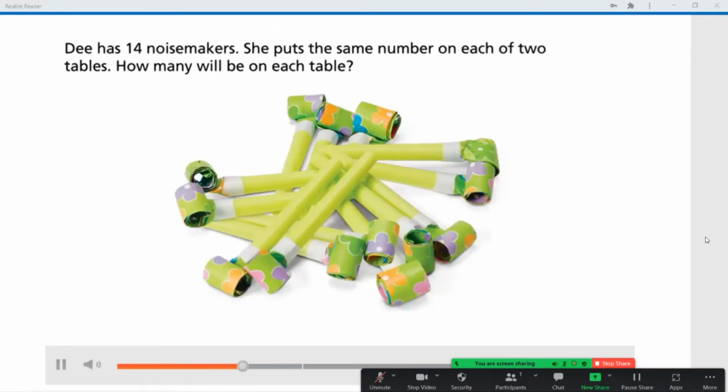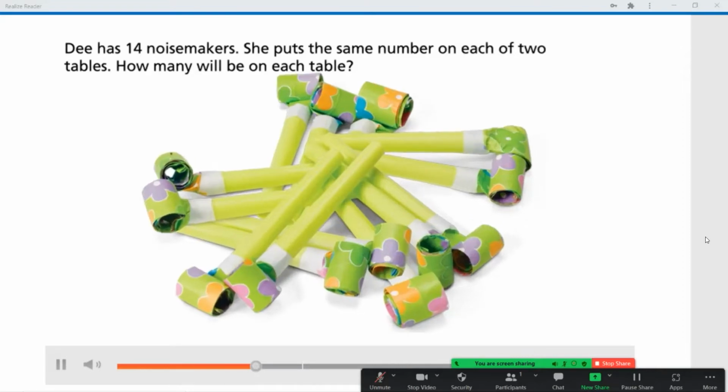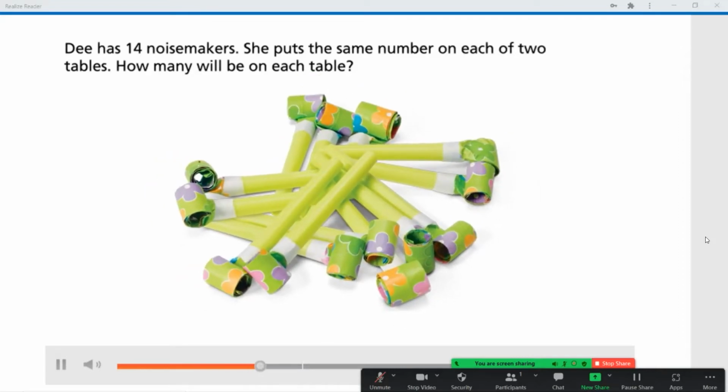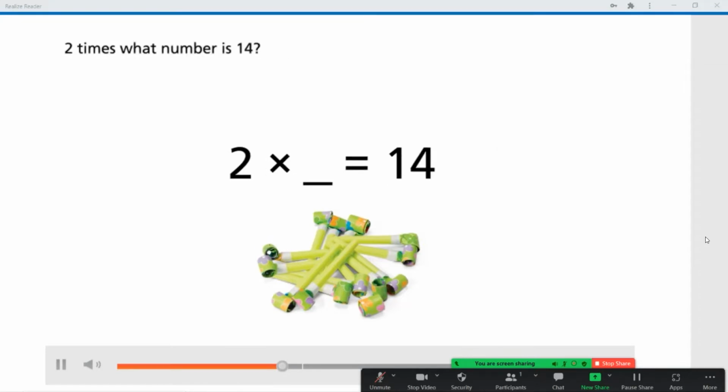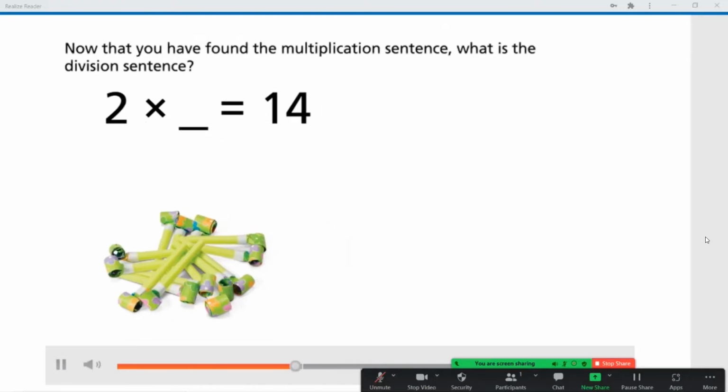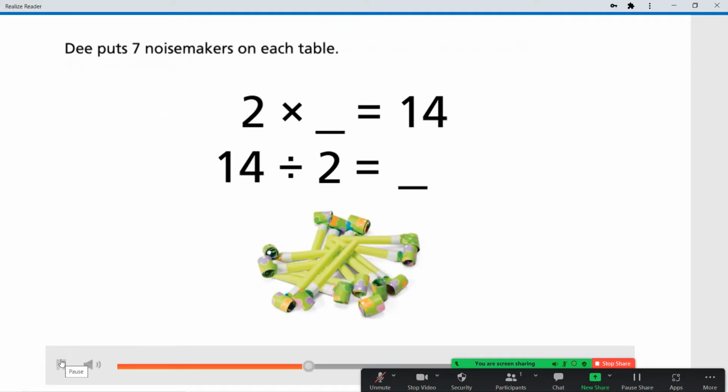D has 14 noisemakers. She puts the same number on each of 2 tables. How many will be on each table? Let's use multiplication to help you think. 2 times what number is 14? Now that you have found the multiplication sentence, what is the division sentence? D puts 7 noisemakers on each table.